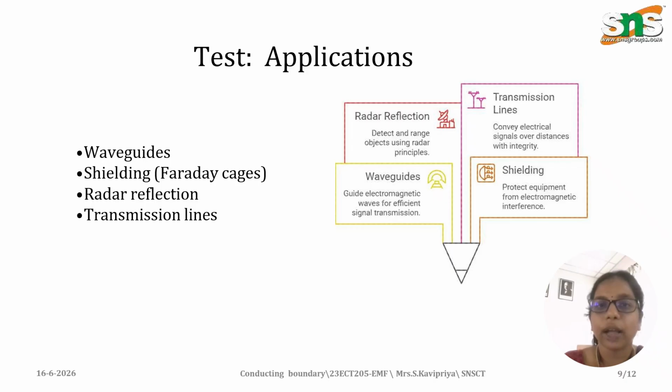And next one, what are the applications of this boundary? First one is waveguide. Guided electromagnetic waves are very important for efficient signal transmission. Next one is shielding. Shielding protects the equipment from electromagnetic interference. Next one, radar reflection. It detects the range of objects using radar techniques. And finally, transmission line. It conveys electrical signals over long distances more effectively.